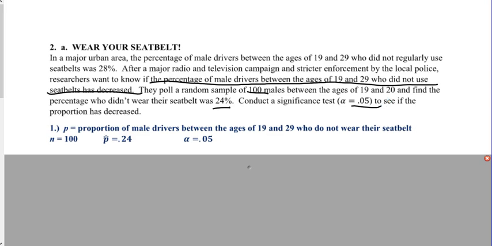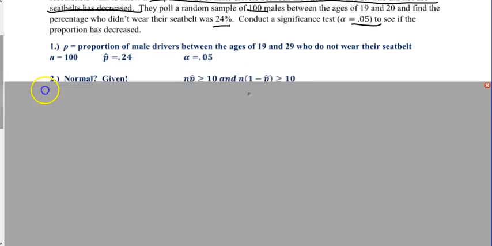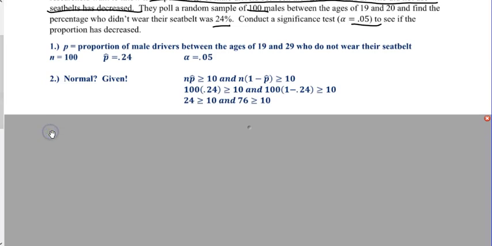Now remember, in the previous one, we had to calculate the p-hat because we were given how many out of the 500. This one, they could have said 24 males out of 100, and then you have to divide. They just gave us 24%. Same thing, just didn't have to do the calculation. Step 2, normal, given, boom, good to go. Estimation point, check mark, whatever you want to do.